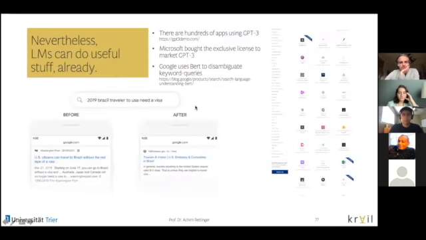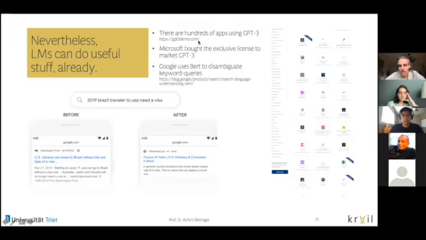Okay, but there are also, of course, hundreds, thousands of examples of where you can do good with those language models, right? Really understanding better what people write. So nowadays it's used in most Google queries to disambiguate what you're really looking for, right?